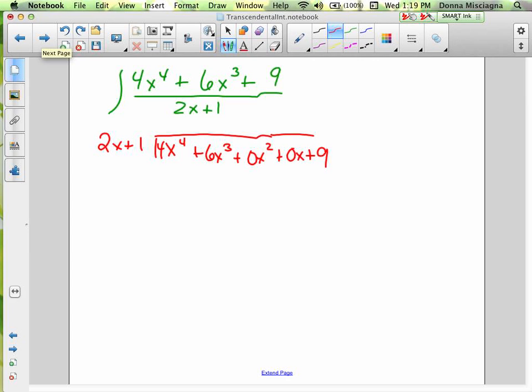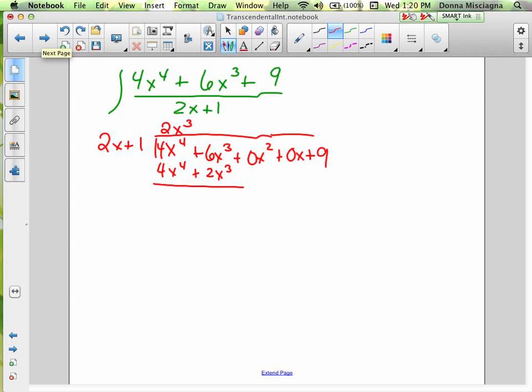So what do we have to multiply 2x by, as we just look at the first term? What do we have to multiply 2x by to get 4x to the 4th? That's going to be 2x cubed. All right, so 2x cubed times 2x would give us 4x to the 4th. 2x cubed times 1 is 2x cubed.